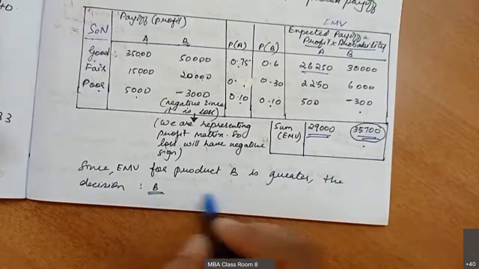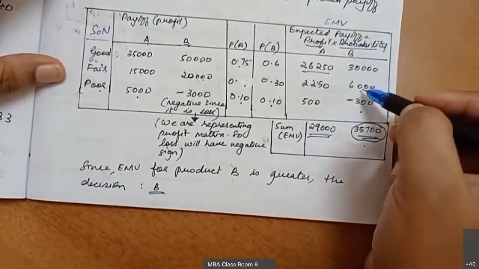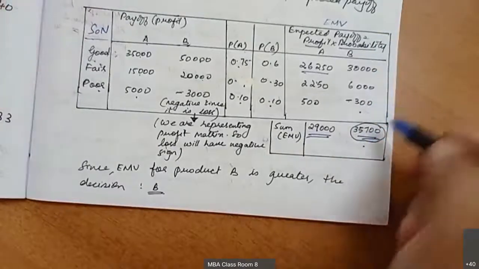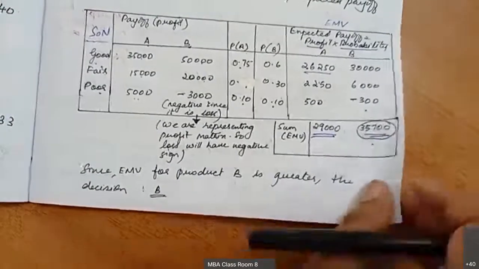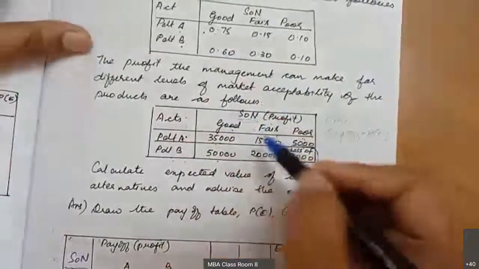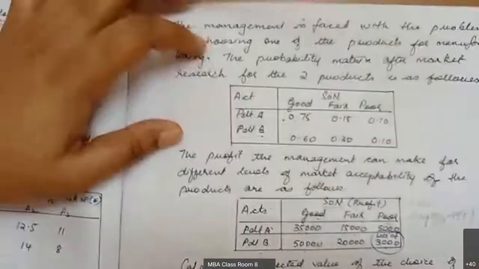That is B. So how do you calculate this value? 35,000 plus 6,000 plus minus 300. So you will get this value. Comparing these two values, we will take product B. Hope this question is clear. So when you get two sets of probability, don't confuse, just multiply it to the corresponding payoff values for that corresponding product. We'll see the next problem.